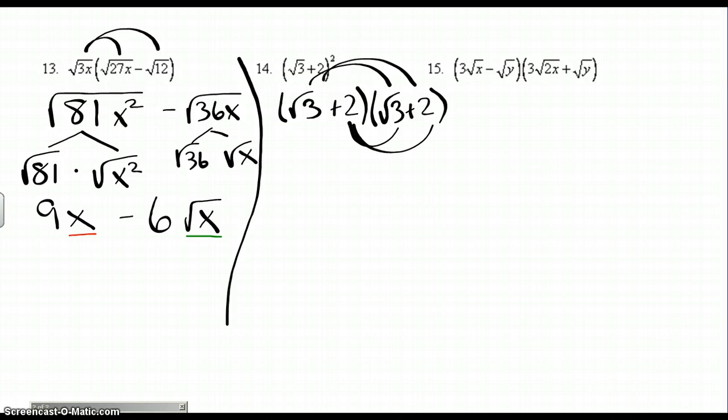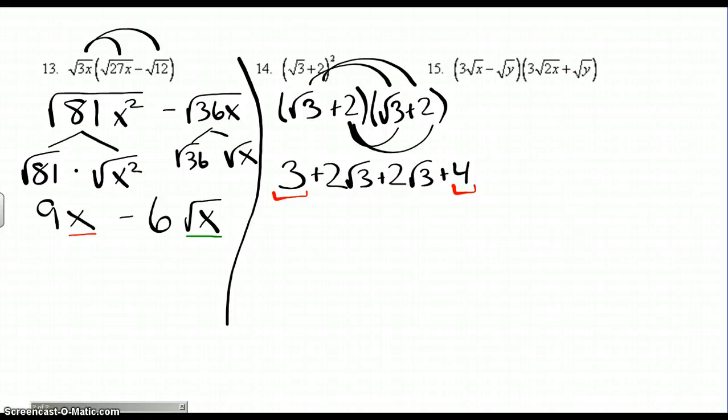The square root of 3 times square root of 3 gives me just 3. The square root of 3 times 2 gives me 2 root 3. Then 2 times the square root of 3 gives me another 2 root 3. And then 2 times 2 gives me 4. And now I'm just going to combine my terms. I can add the 3 with 4, and I can add the 2 root 3 plus 2 root 3. So that gives me 7 plus, if I have 2 root 3's here and 2 root 3's there, add it together, gives me 4 root 3.